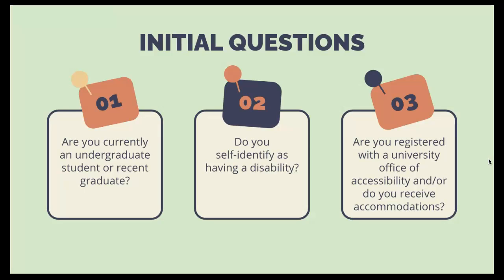I wanted to ask, do you self-identify as having a disability? And then the third question was, are you registered with the University Office of Accessibility, and/or do you receive accommodations? So do you identify, and then are you recognized by the university as this being a part of your student experience? So I intentionally wanted to separate those, and that ended up being a good idea.